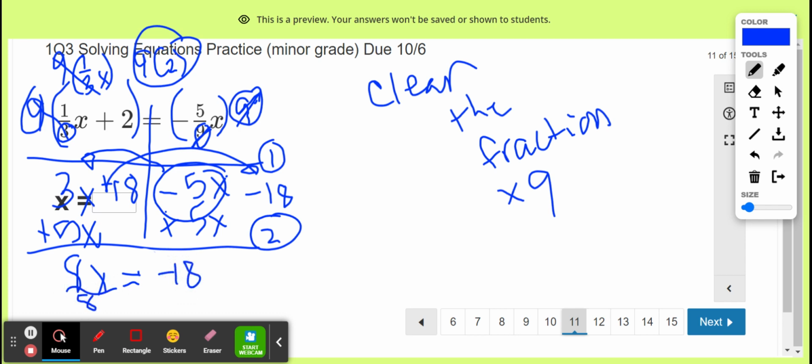Divide both sides by 8 to cancel. 8 divided by 8 will be 1. So now we have x equals negative 18 divided by 8. You have to divide that out into decimal form to simplify it.